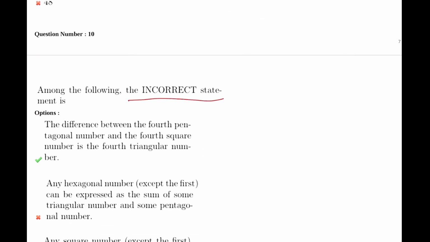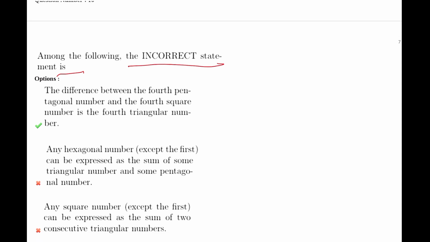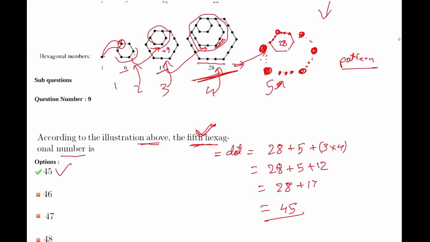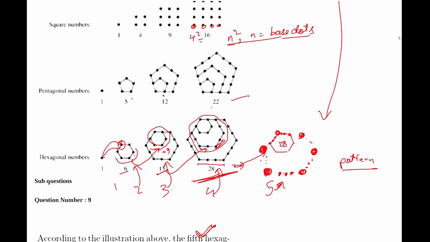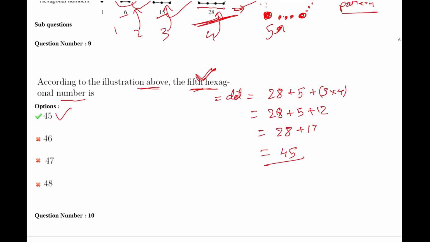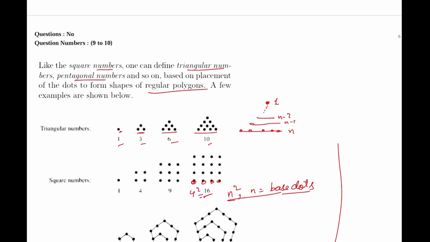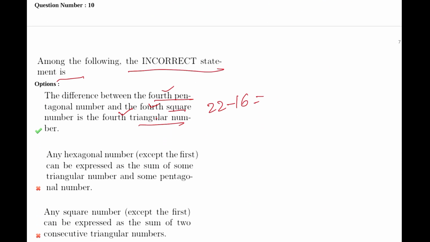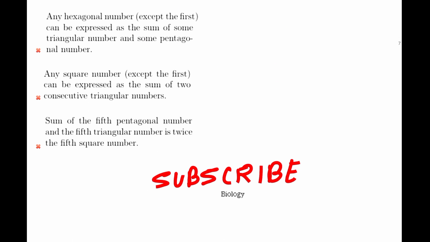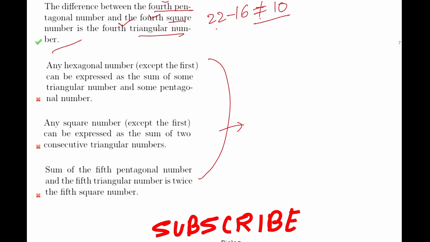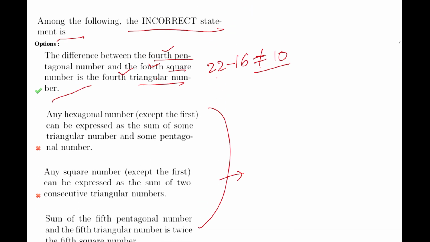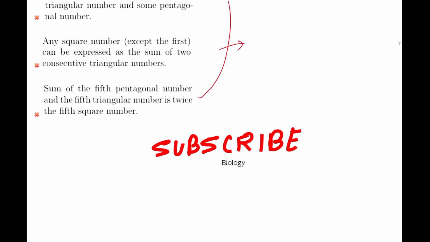Now among the following, the incorrect statement is, the difference between the fourth pentagonal, fourth square and fourth triangular number is. So fourth pentagonal number is, you see 1 2 3 4 22, fourth square number is 16. So it is saying that 22 minus 16 is the fourth triangular number, which is 10, which is not true, because 22 minus 16 is not 10. So this is false. So no need to go about this question. You already got this question, and it is a single choice, correct choice question. So you simply got the answer.